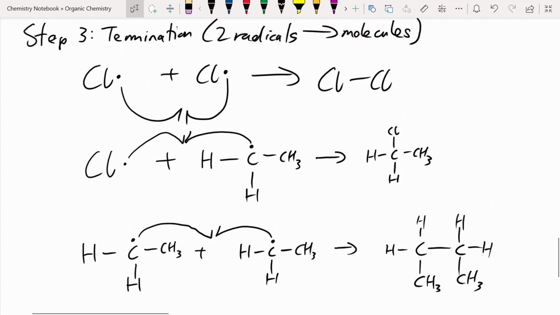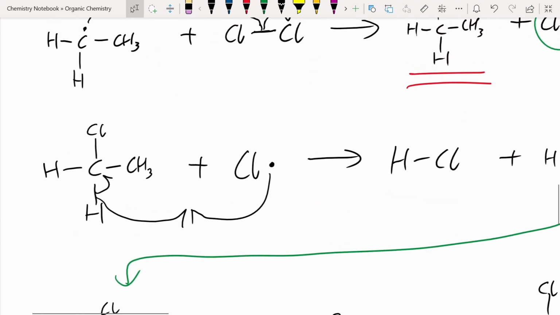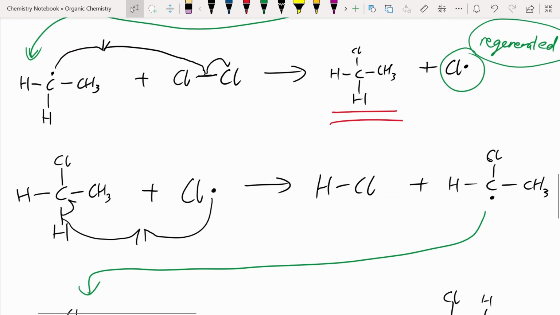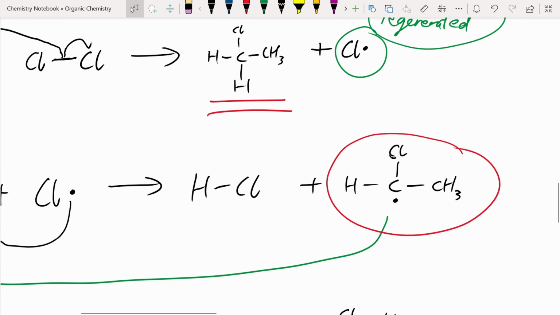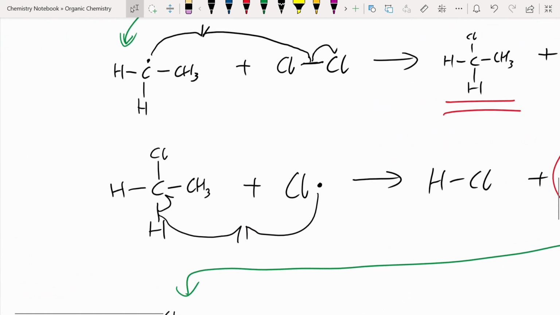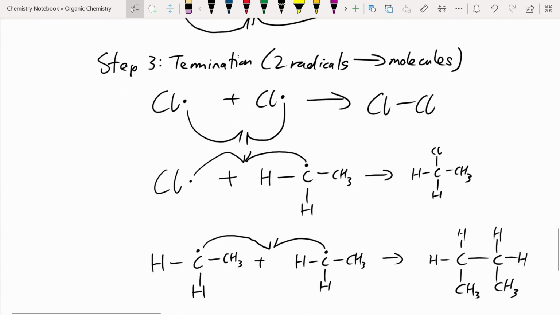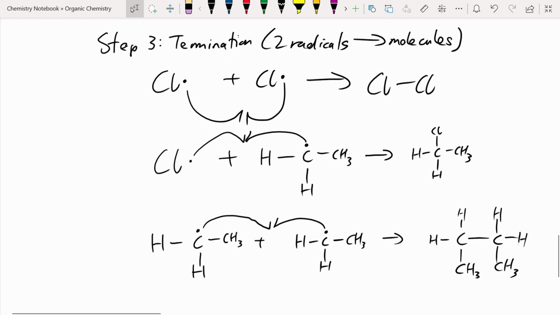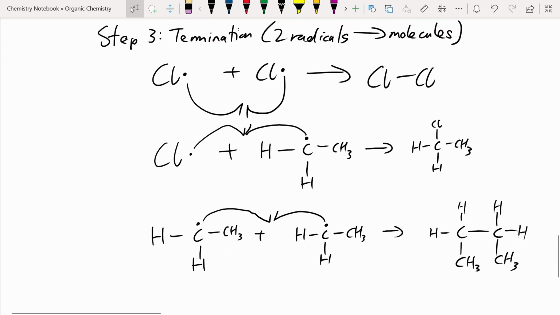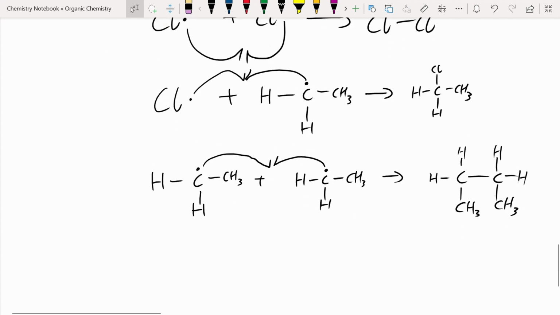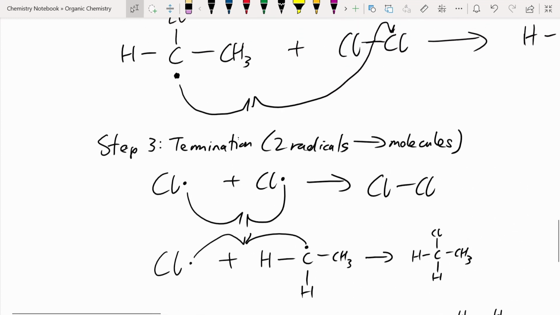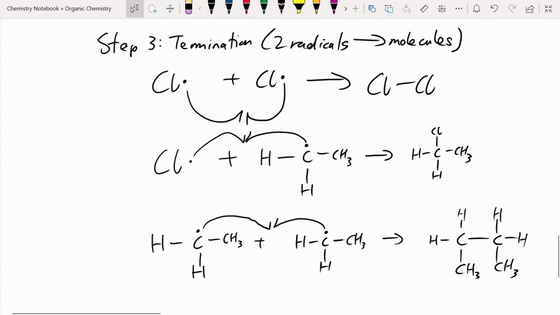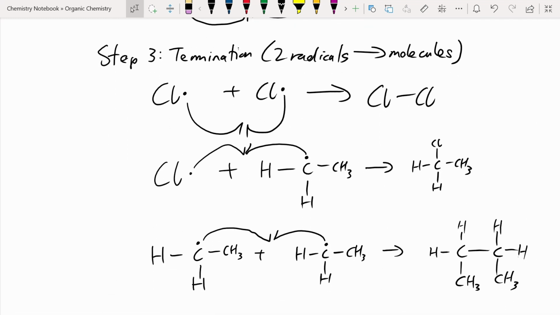There are even more of these steps, so you can use other types of radicals to continue reacting, such as this one. And then you can use that one to react with even more of these radicals to form the molecules that you need. Okay, all right. That concludes organic chemistry.